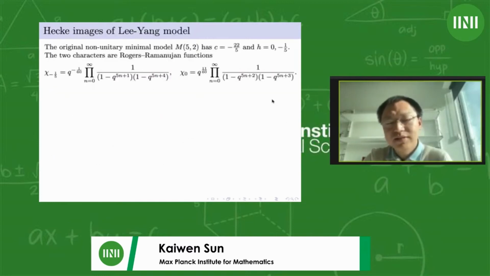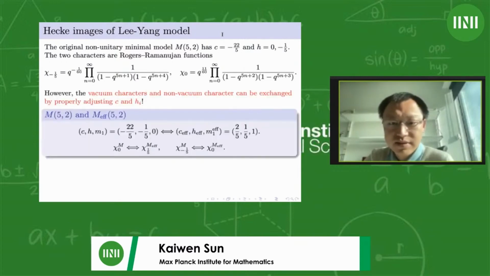Right. Let's look at one very interesting example. This is the Lee-Yang model, which is a non-unitary rational CFT. The original Lee-Yang model has central charge minus 22/5 and two conformal weights, 0 and minus 1/5. The two characters are just the two well-known Rogers-Ramanujan identities in number theory, which have very good properties and many equivalent expressions. So it's very convenient here to introduce the notion of an effective theory of non-unitary minimal models.